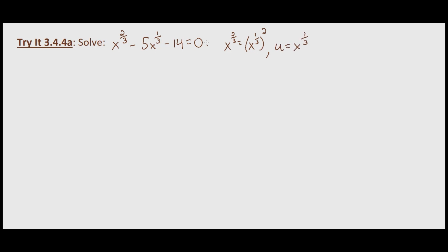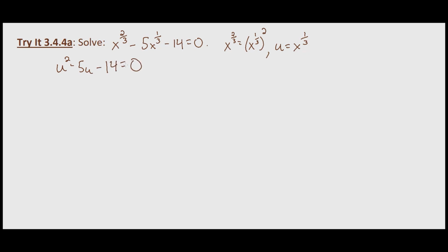And that's typically how it'll work if we can use the substitution. It'll be whatever the exponent is on the middle term that we're going to substitute if they're rational exponents. So we'll make the substitution: u squared minus 5u minus 14 equals 0.